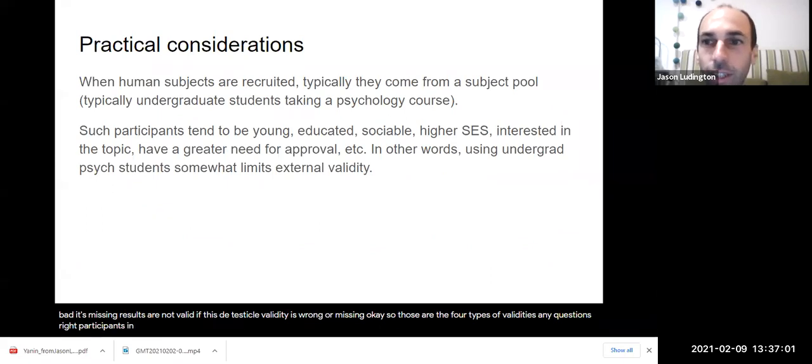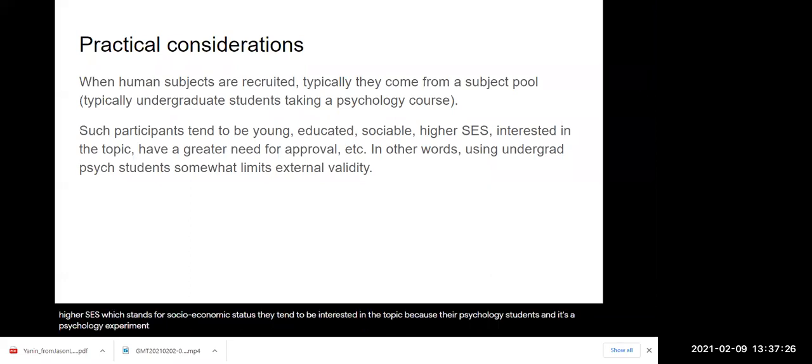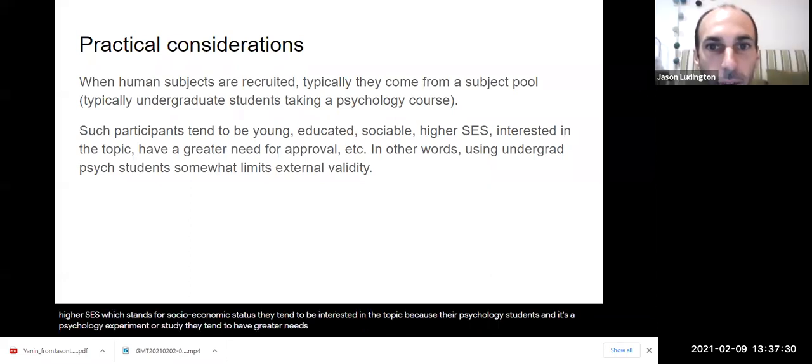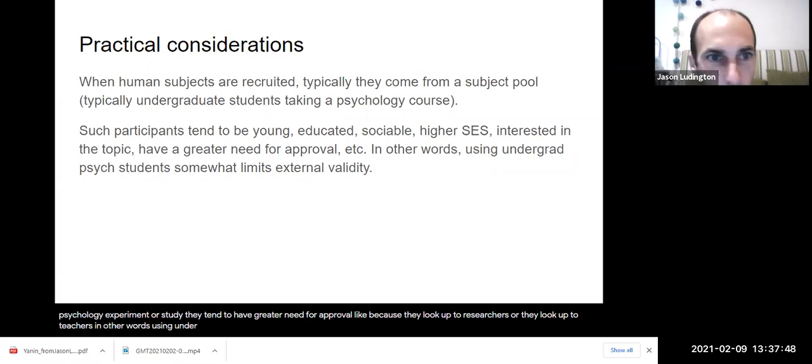Participants in psychological studies tend to be psychology students. And psychology students tend to be young, educated, sociable, higher SES, which stands for socioeconomic status. They tend to be interested in the topic because they're psychology students and it's a psychology experiment or study. They tend to have greater need for approval, because they look up to researchers or they look up to teachers. In other words, using undergraduate psychology students somewhat limits external validity.